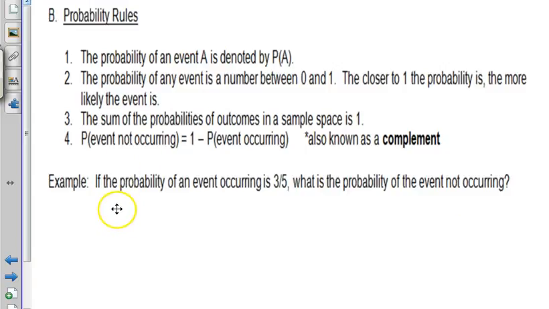All right, probability rules. Probability of an event is written P of A, kind of like function notation. The probability of an event is always between 0 and 1. The closer to 1, the more likely the event is. The sum of the probabilities for the outcomes has to total 1. The probability I get a 1 or a 2 or 3 or a 4 or a 5 or a 6, if those are each 1/6, they total 1.